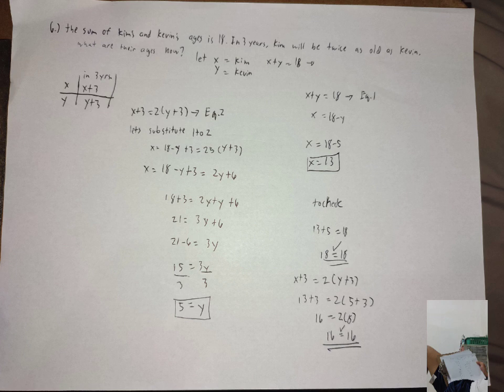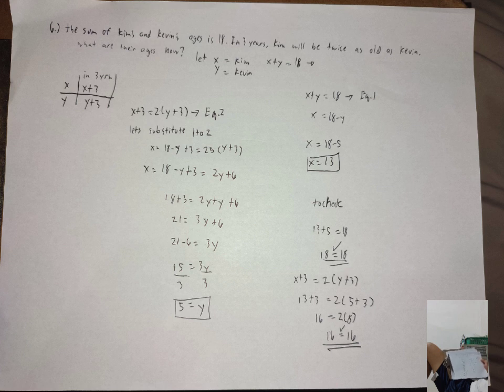And let's move the numbers that have the same variable. So here 6 would be transposed to the other side. So 21 minus 6 equals 3y. So the answer is 15 equals 3y. Divide both sides by 3, so it will give you the answer for y equals 5.